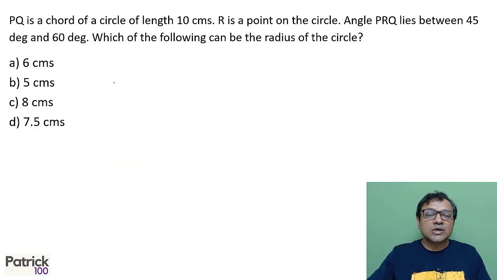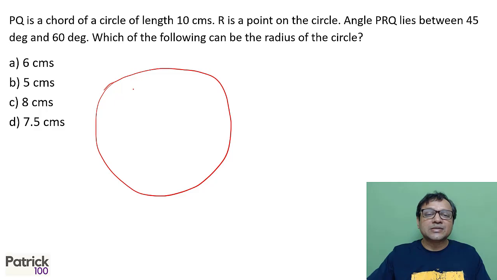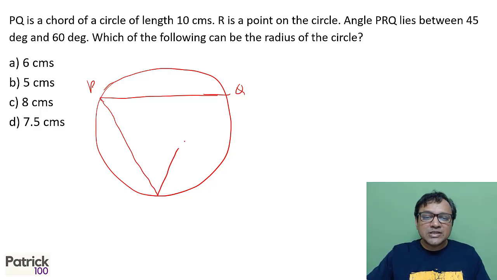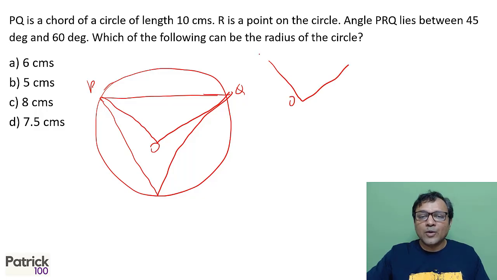PQ is a chord of a circle of length 10 centimeters. R is a point on the circle, and angle PRQ is somewhere between 45 and 60. So if the inscribed angle is 45 or 60, that means the central angle will be double of it. Let's say this is O. So one way, POQ could be 90 degrees. If PRQ is 45, POQ will be 90 degrees.